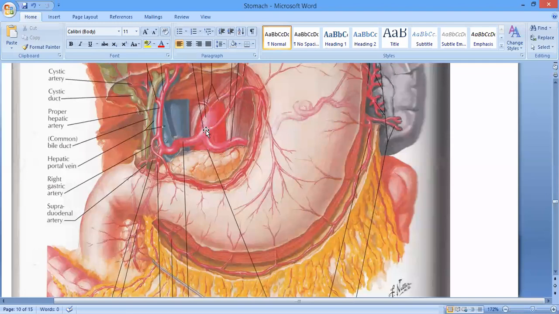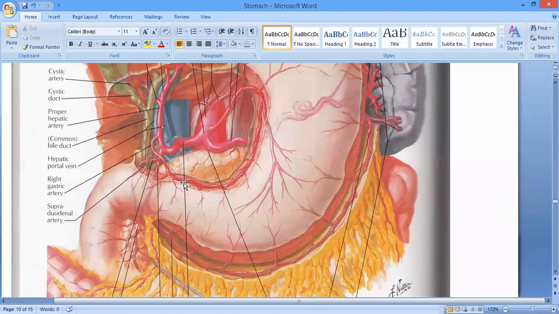And remember one thing: if you know the arterial supply of any organ, especially in the abdominal region, then you can tell its lymphatic drainage, because each of these arteries has nodes along it with the same name. The nodes near the hepatic artery are hepatic nodes, the nodes along the left gastric artery are the left gastric nodes, and the nodes along the right gastric artery are the right gastric nodes, right? So you can also point out the lymphatic drainage. Is it clear? Is there any problem?